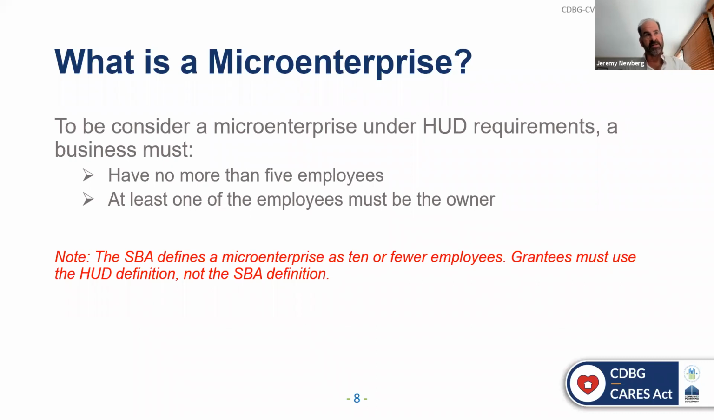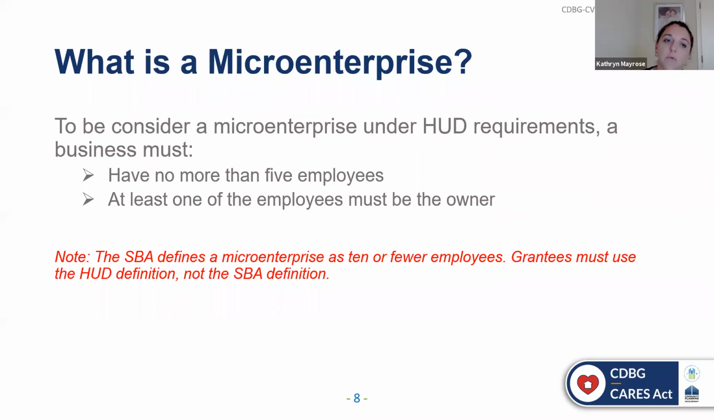So what's a microenterprise? To be a microenterprise, you have to have no more than 5 employees, and at least one of the employees must be the owner. SBA defines microenterprise as 10 or fewer. HUD, it is 5. Next.